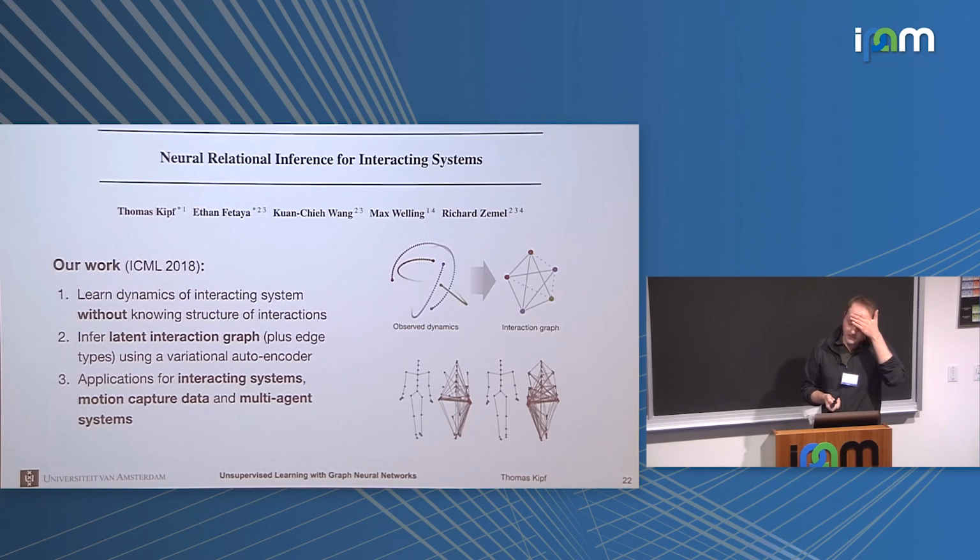And here, as I mentioned before, the idea is that you would like to learn the dynamics of an interacting system without knowing the structure of these relations, and you would like to infer this latent interaction graph, plus maybe even edge types, using some kind of autoencoder framework. We applied this model also to interacting systems, motion capture data, and multi-agent systems, so it's very flexible.